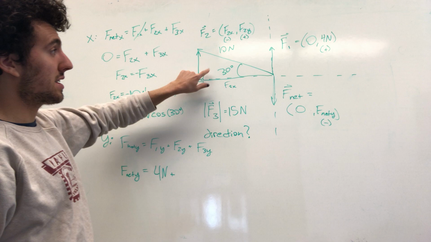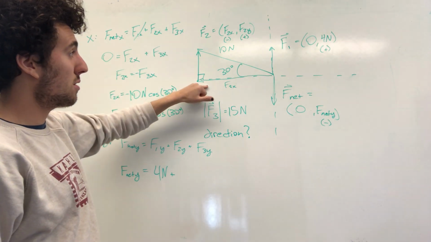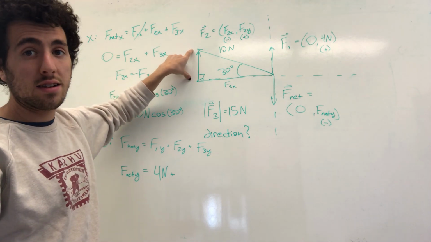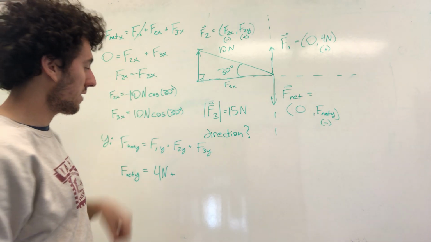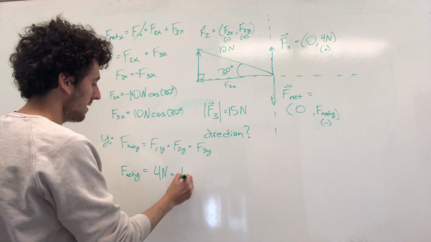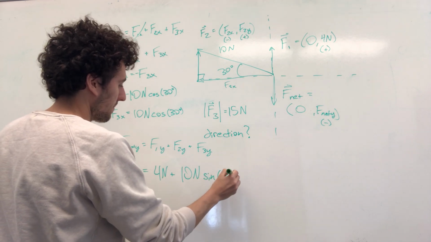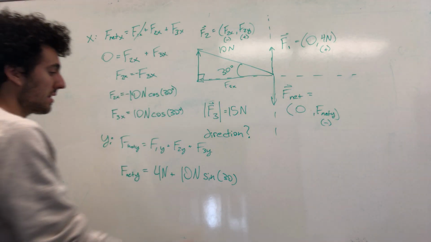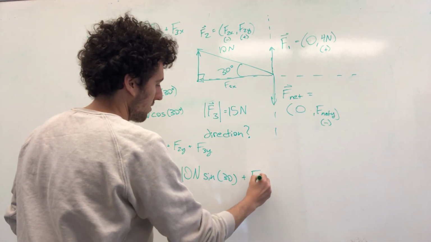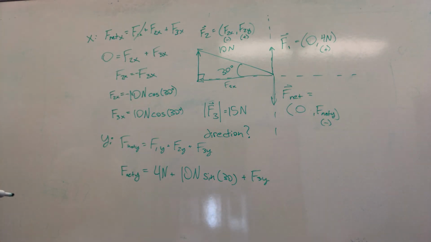F1y, we know that is positive 4 newtons. F2y, we'll have to get using trig, very similar to how we did for the x component, except now we will use sine for the y component, and that is positive because it's pointing upward in the y direction, north. So that's going to be plus 10 newtons times sine of 30. So that gives us this component here. And then finally plus our f3y, which of course we do not know yet, but that is what we want to find in this problem.